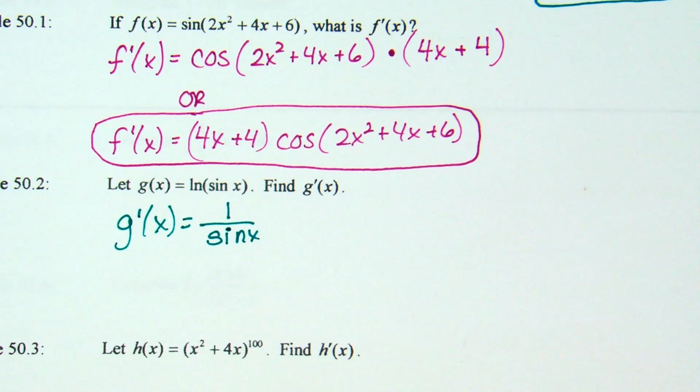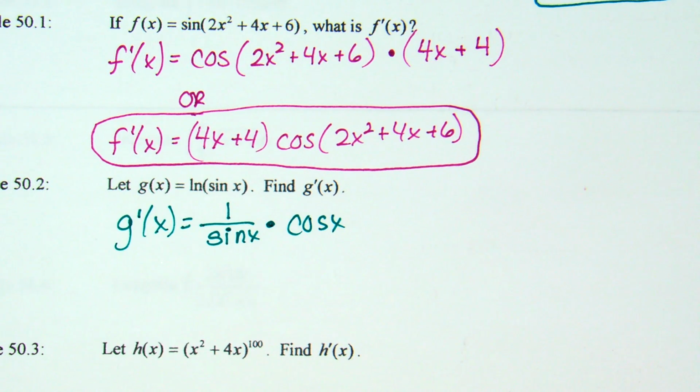Am I done? No? Yeah. Unless your something is just x, you have to take the derivative of that something. And the derivative of sine x is cosine x. So I have 1 over sine x times cosine x. Am I done? Is there worthy cleanup here? Yeah.